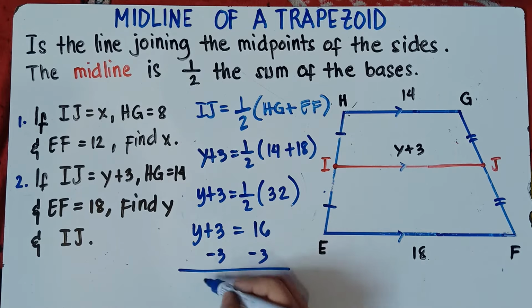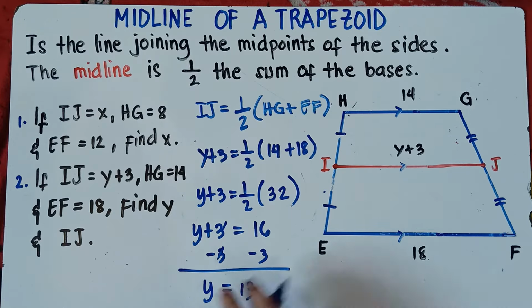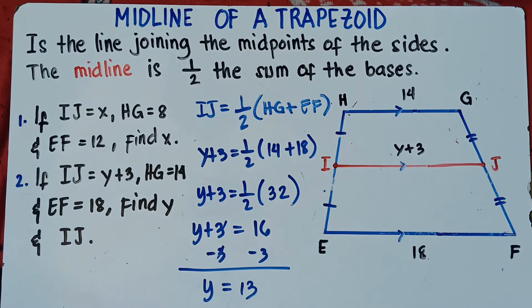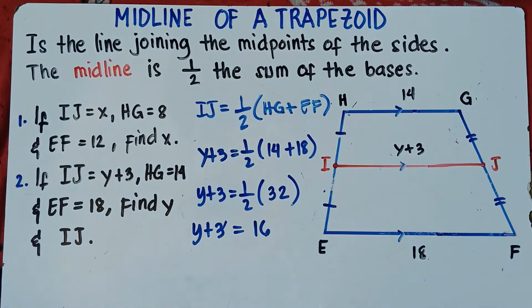So cancel this out. Okay, cancel this out. So y equals 16 minus 3, that is 13. You can do that one, class. Properties of equality, subtract both sides by 3. Subtraction property of equality.